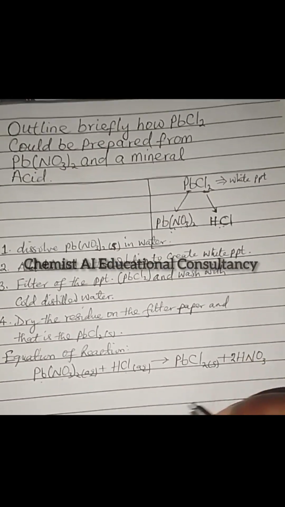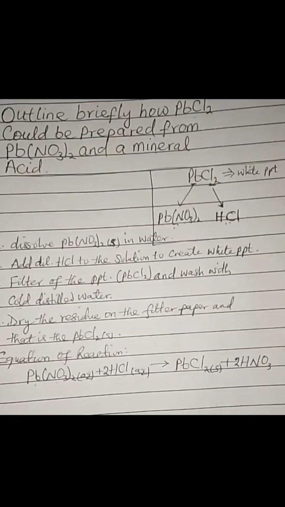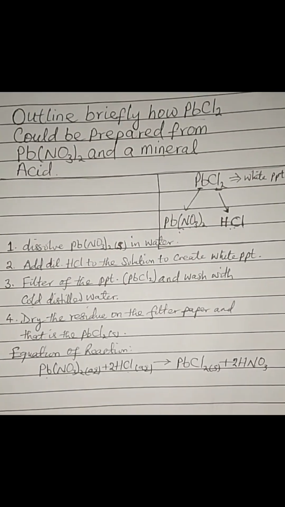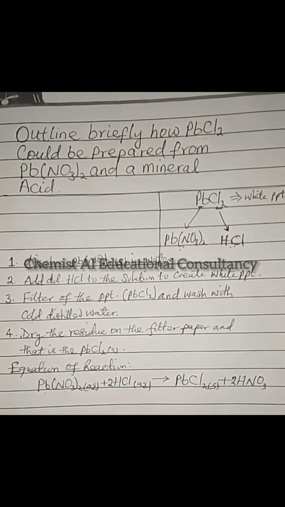And to balance the equation, nitrate is 2 at the left, so you write 2 at the back of nitric acid, and chlorine is 2 at the right, so you write 2 at the back of hydrochloric acid. And that is the equation of reaction that leads to production of lead 2 chloride.